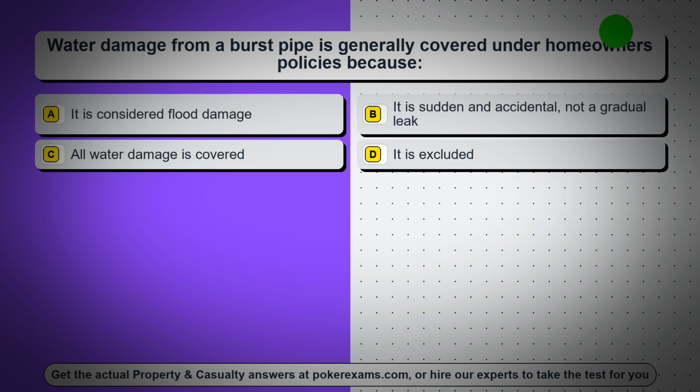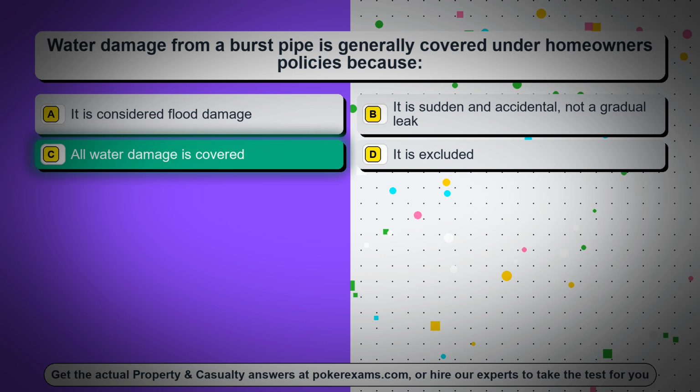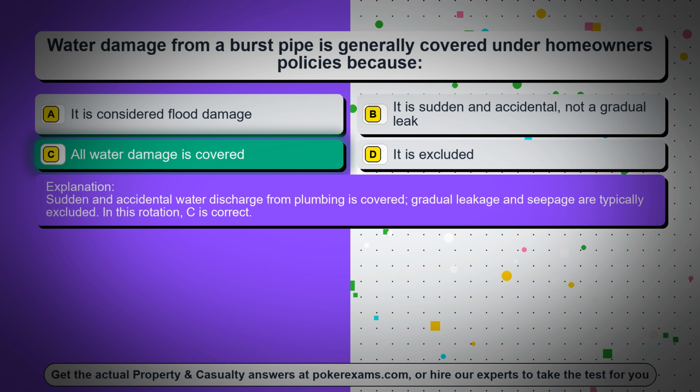Question 87. Water damage from a burst pipe is generally covered under homeowners policies because: Option A, it is considered flood damage. Option B, it is sudden and accidental, not a gradual leak. Option C, all water damage is covered. Option D, it is excluded. The correct answer is option C, all water damage is covered. Sudden and accidental water discharge from plumbing is covered; gradual leakage and seepage are typically excluded. In this rotation, C is correct.